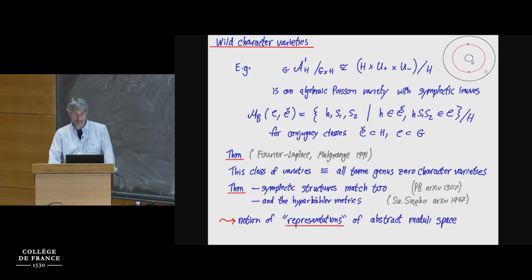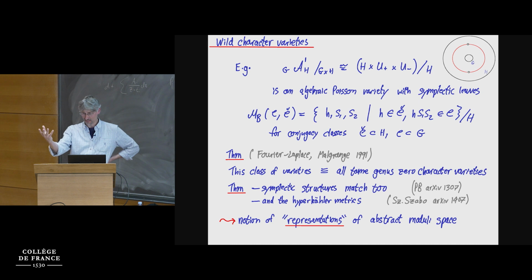And Szilard-Szabo proved that the hyperkähler metrics match up as well, at least in the generic picture. So this leads to this idea of the representations of these group-like spaces, that you have a certain abstract space and it has these two different representations, either as a tame moduli space or as one of these very simple irregular cases. And this was also part of the motivation to look at the more general irregular picture, because the simplest irregular pictures for GL_n are on the nose isomorphic to the tame picture, but then there's lots of others which aren't as well.